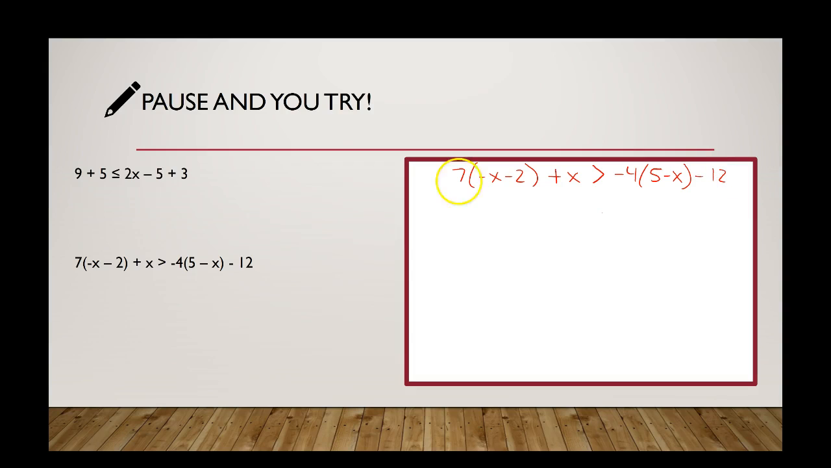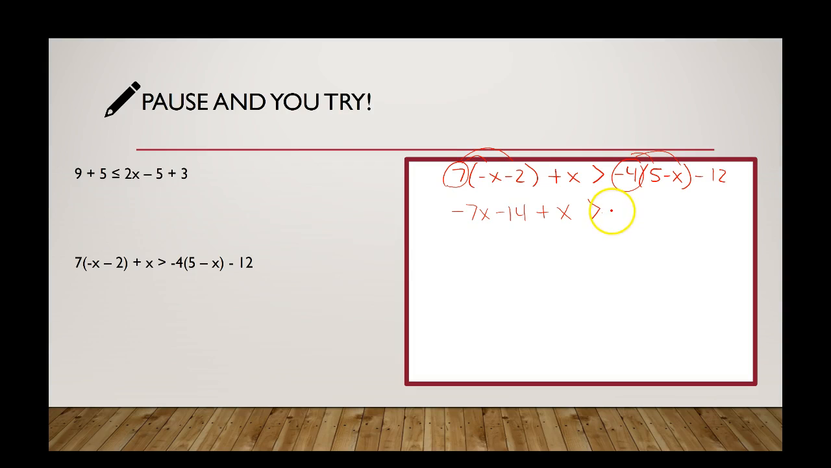All right, so let's go ahead and distribute on both sides first. And then we'll look to combine like terms. So 7 times negative x is negative 7x. 7 times negative 2 is negative 14. Drop down the plus x.